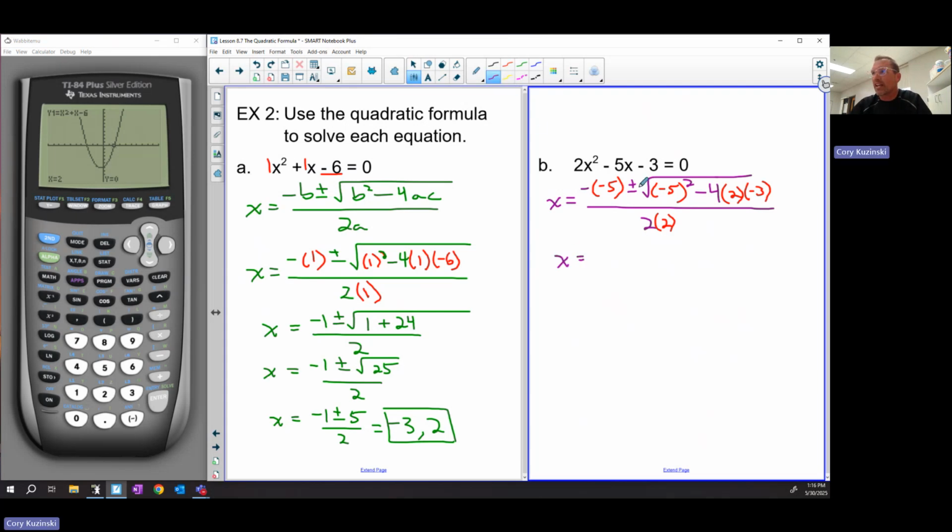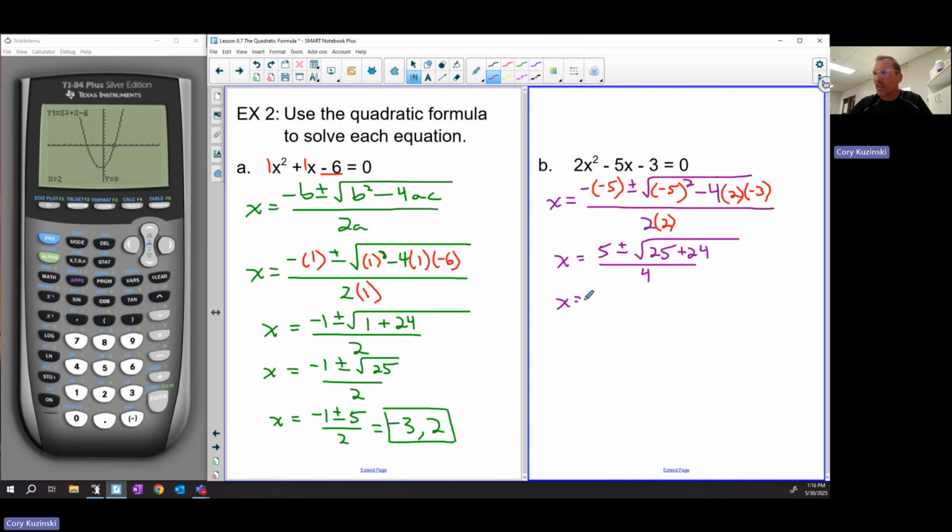All right, so negative 5, that's 5. Plus or minus the square root. Negative 5 squared is 25. You got a negative 4 times 2 times a negative 3. I know that's going to be positive. 4 times 2 is 8. 8 times 3 is 24. All over 2 times a. Oh, wait, sorry. I already did that part. This is 24. All over 2 times 2, which is 4.